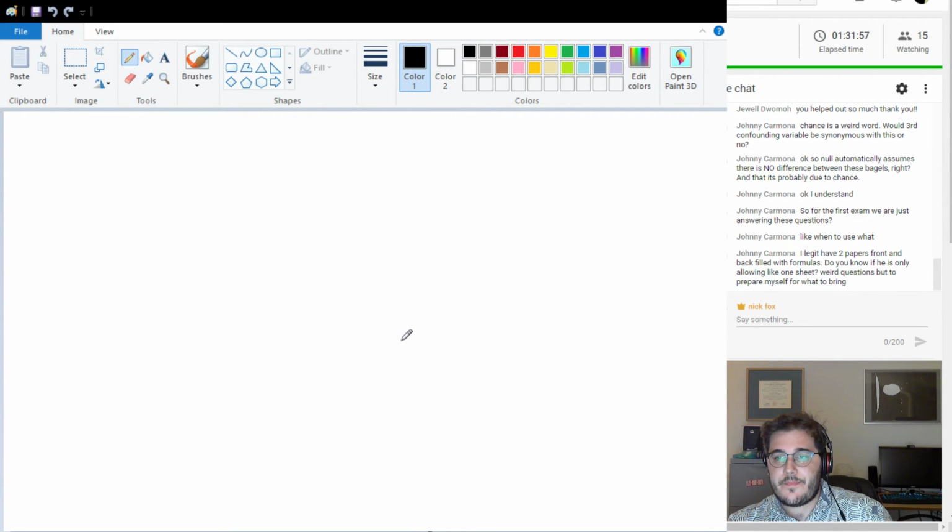Yeah, so one sheet back and front. So there's no limit to the size of your text, like how small you write, but you can only bring one piece of paper back and front. You can bring your textbook. You can bring a calculator. Those are all for Thursday.